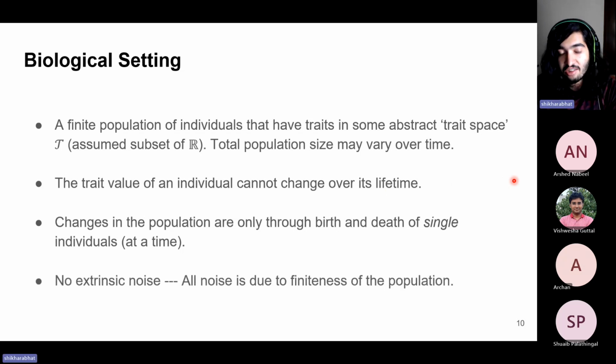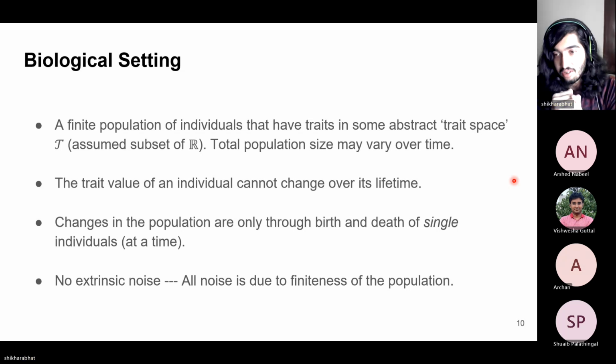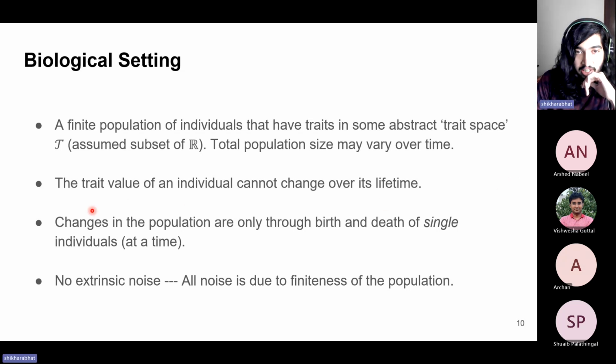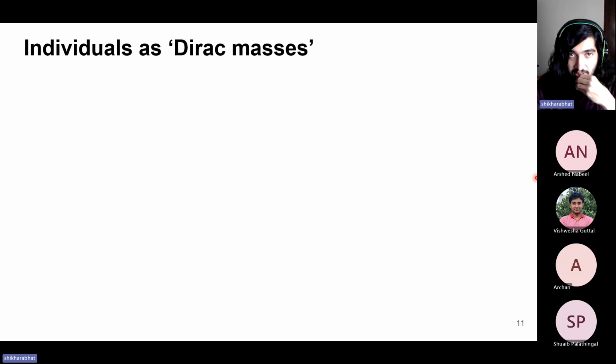Finally, I will also assume that there is no extrinsic noise. That is, there is no stochastically fluctuating external environment that can cause fluctuations. All noise instead is due to the finiteness of the population. So with this setting, let's try to characterize our population again from first principles. Since the trait value of an individual can't change over its lifetime, and an individual has exactly one trait, a somewhat natural way to characterize the population is using what's called a Dirac mass.